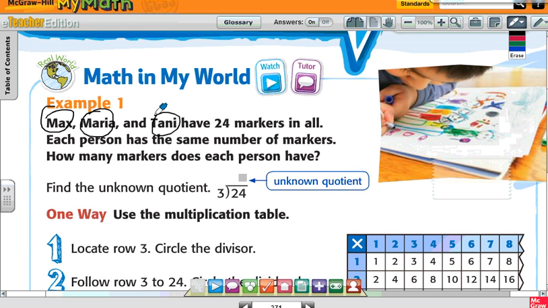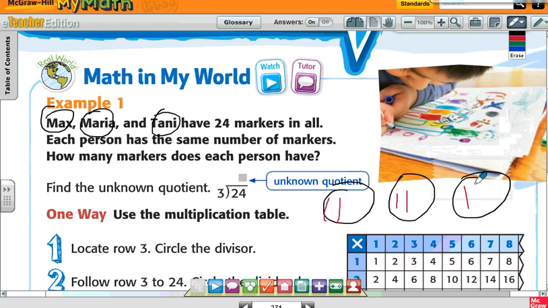Well, one thing I could do is draw 3 circles for 3 people, right? And I'm going to put 1 tally in each one until I hit 24. So I can do this. 1, 2, 3, 4, 5, 6, 7, 8, 9, 10, 11, 12, 13, 14, 15, 16, 17, 18, 19, 20, 21, 22, 23, 24. And then I count each one.